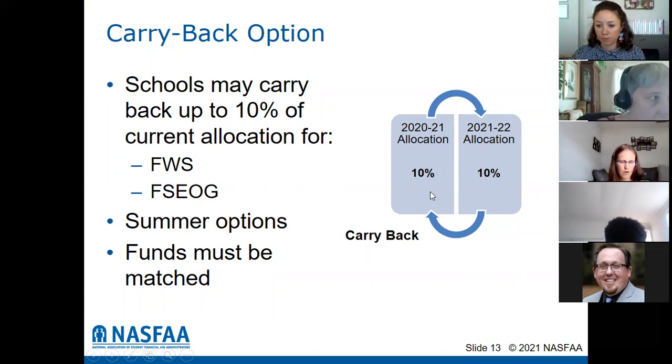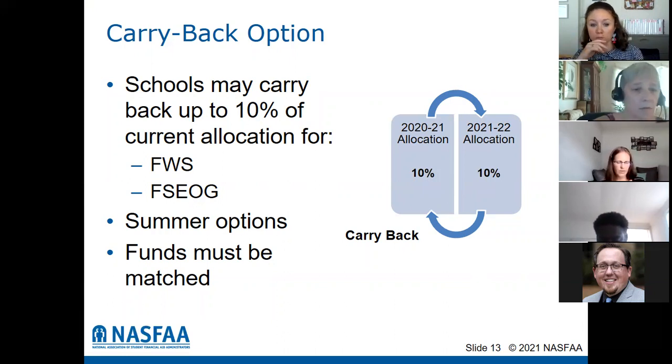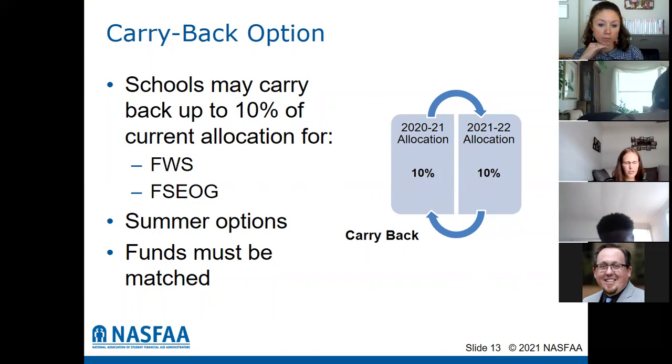So there are summer options when carrying back funds. This is both for federal work study and SEOG for the summer. An option is provided to carry back any portion of the federal work study current award year allocation to pay wages earned on or after May 1st of the preceding award year, but prior to the start of the current award year, which is July 1st. So you can think of that as the summer period, between May 1st and July 1st.